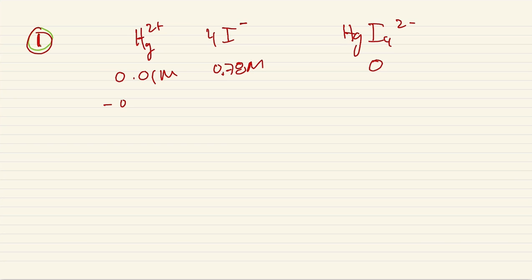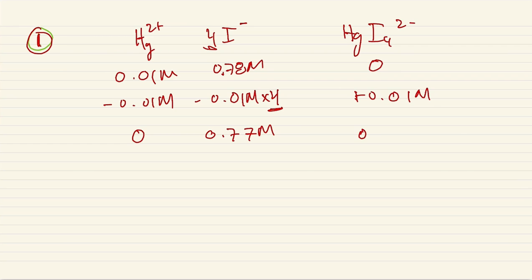So this will be minus 0.01 molar because it's our limiting reactant. This will be minus 0.01 molar times 4, right? Because we have a stoichiometric coefficient of 4. And this will be plus 0.01 molar, right? And so we do that and we get 0.77 molar, and 0.01 molar, right? So these are our new initial concentrations, right?